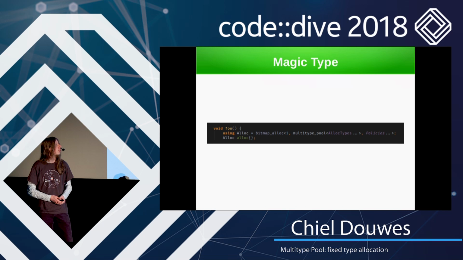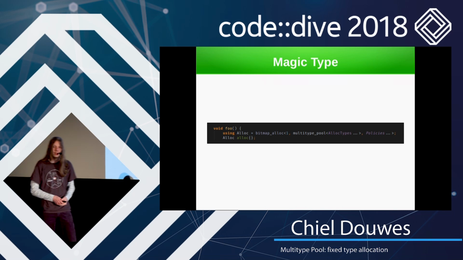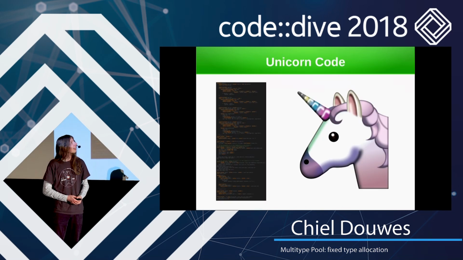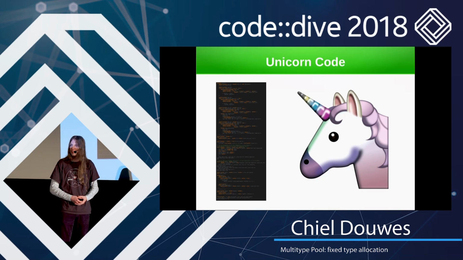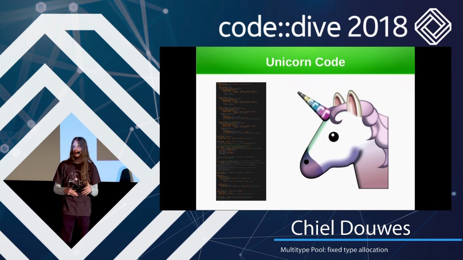So you might have seen this multitype pool type, where you put all your allocator types. That is a bit of unicorn code. Basically what it does, it just figures out all of the types and sees what the best way to put them all together is to get the least amount of fragmentation possible.